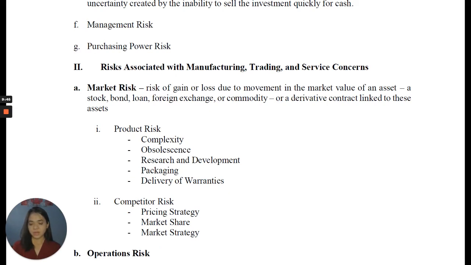It's a risk associated with the fact that there are often competing companies on the market, each of which seeks to obtain the highest position in consumer ratings in order to gain maximum benefits for themselves. So under that risk are pricing strategy, market share, and market strategy.